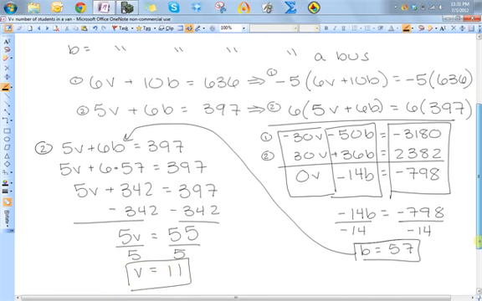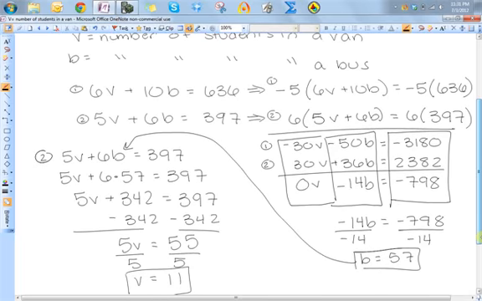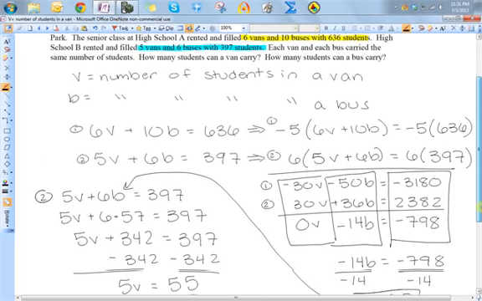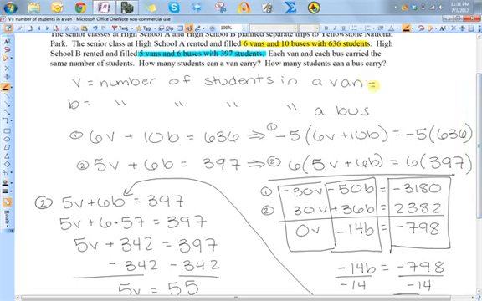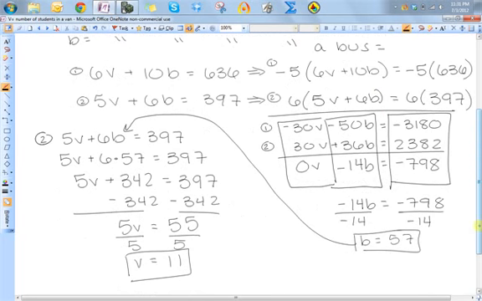So remember what this represented. V represented the number of students in a van, and B represented the number of students in a bus. So V would be 11 students, and B would be 57 students.